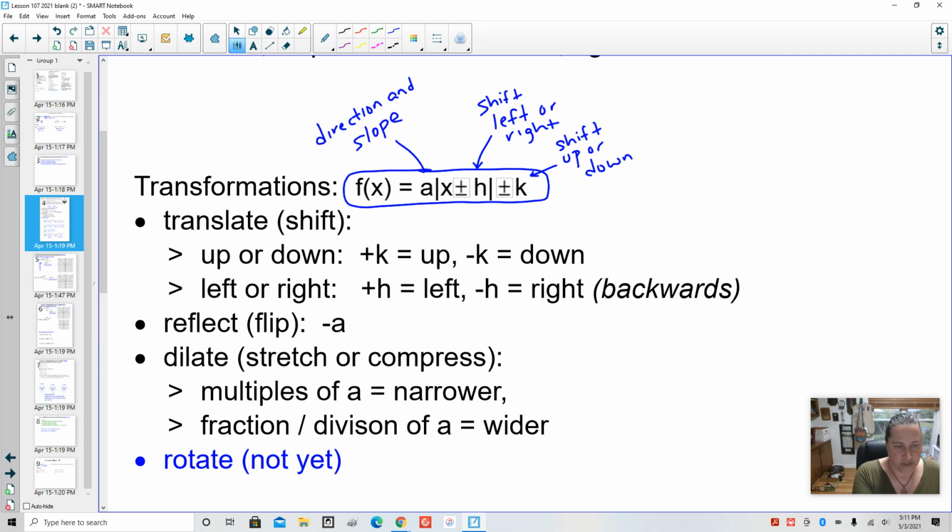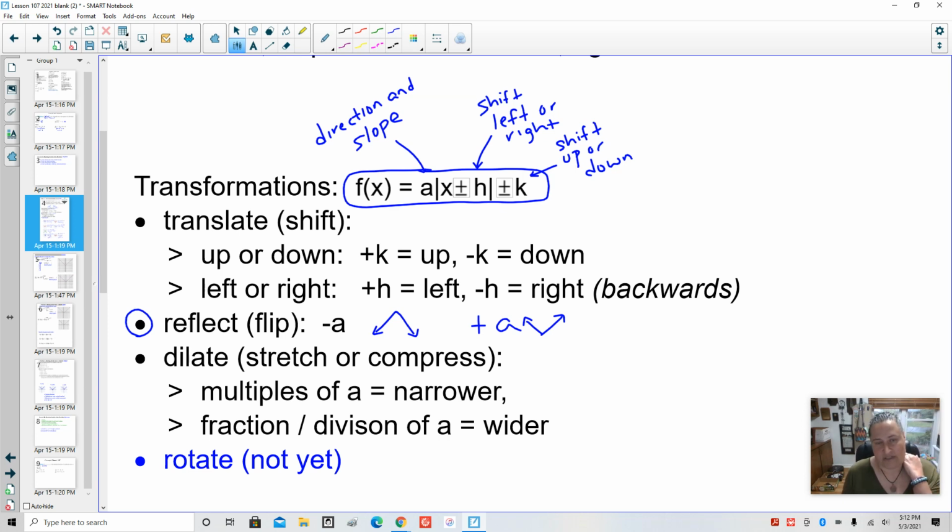So let's start with that. If you have a negative a, that's going to flip it upside down. So it's going to open down. If you have a positive a, it's going to open up. So you may want to add that, I guess. A positive a would open upwards. The next thing is the x value. That's just our x coordinate.